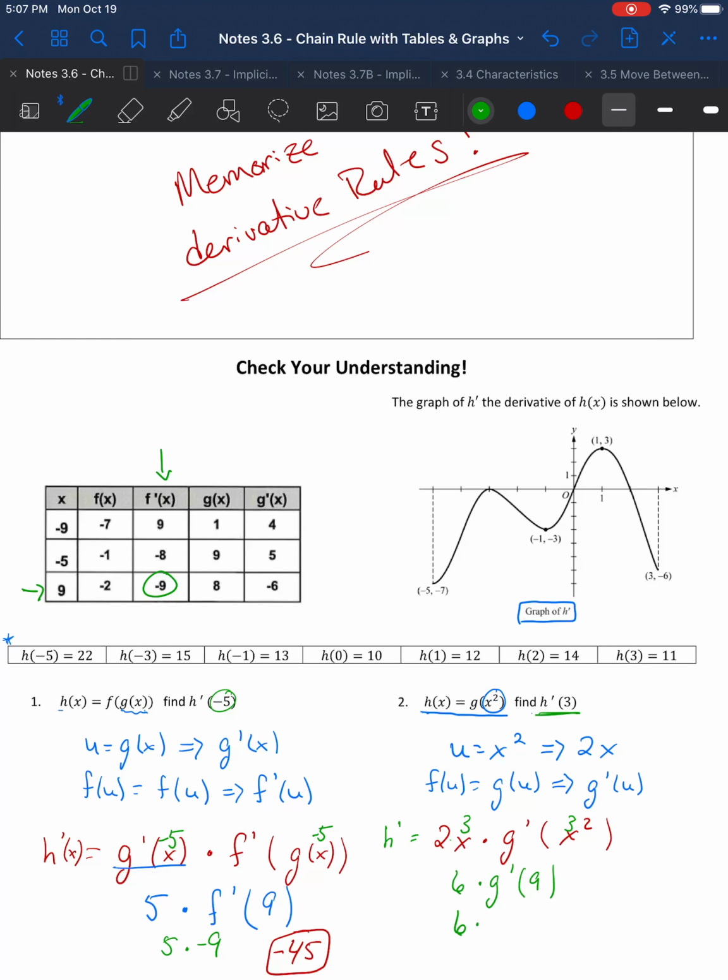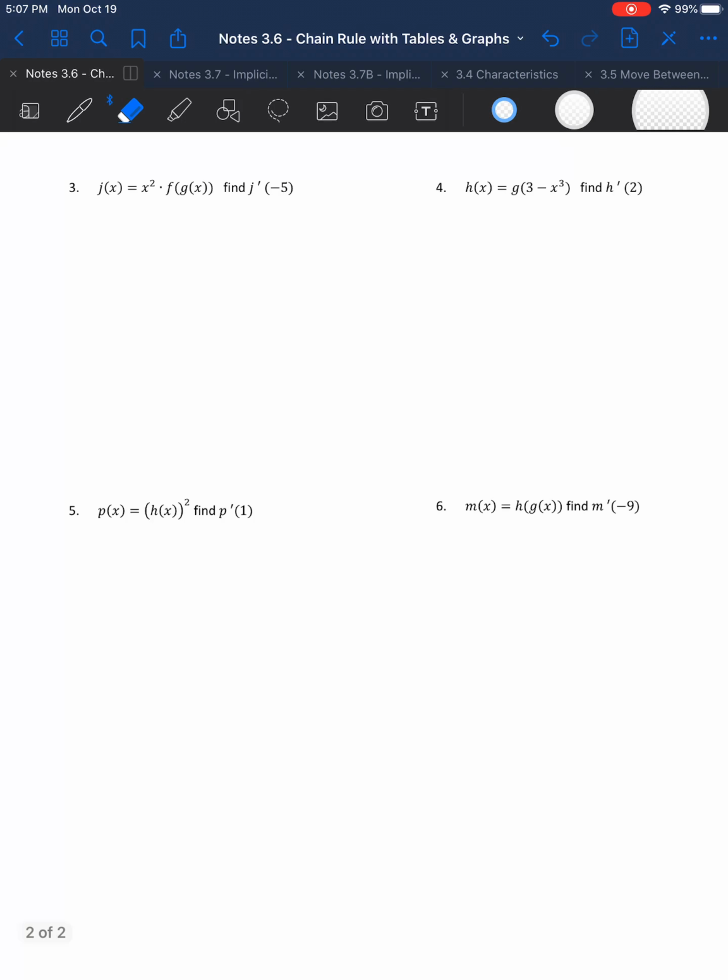So this is the H prime answer, but I want H prime at 3. So that means everywhere I see an X, I'm going to replace it with 3. Well, this one's not too bad. 2 times 3 is 6 times G prime of 3 squared, 9. So the 6 is still good, but now I've got to go figure out what G prime of 9 is. So I'm going to go find G prime. I'm going to go find 9. What's the G prime of 9? That's -6. 6 times -6 is -36.